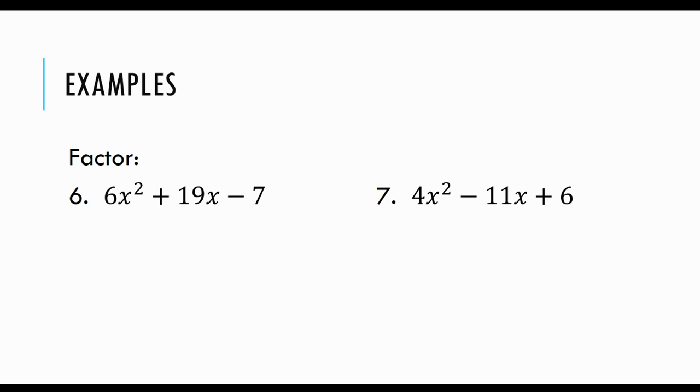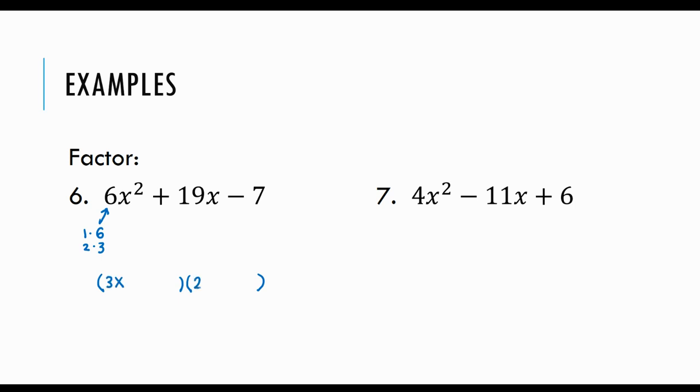Between 6, 19, and 7, there's no numbers in common, and they don't all have a variable, so there is no GCF. So I have to start by looking at the 6. There's two different ways to multiply to 6. There's 1 times 6, and there's 2 times 3. So I know that one of those sets of numbers is going to start my parentheses, and that's where the guessing comes into play. We have to guess, do we want to start with a 1 and a 6 or a 2 and a 3?